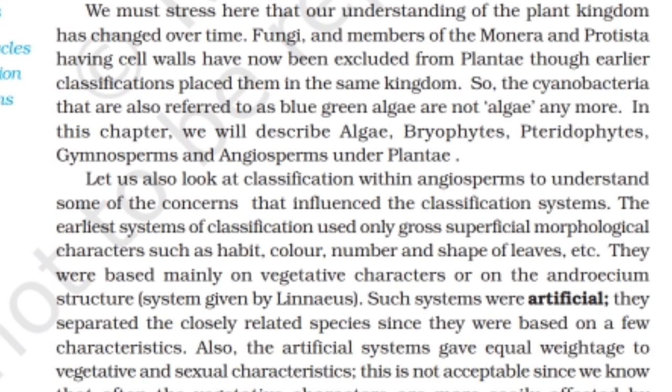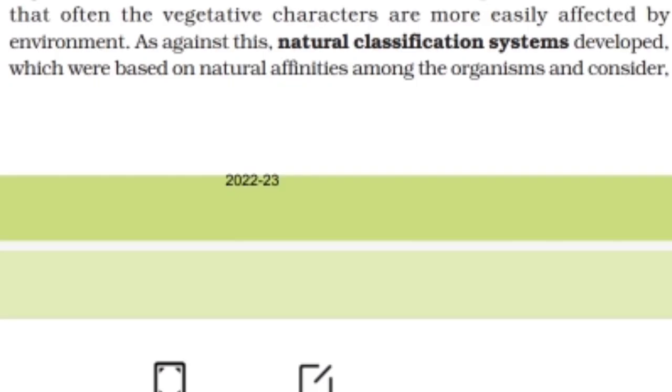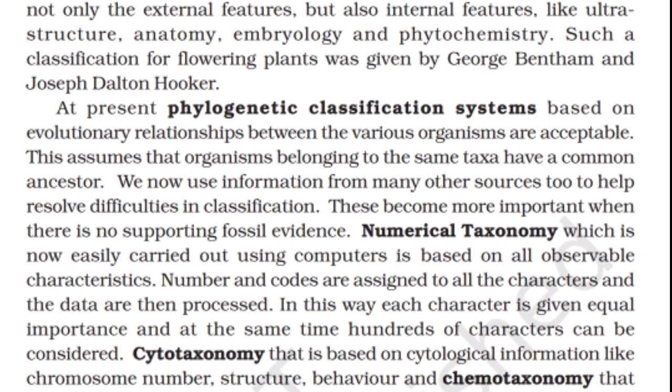This is not acceptable since we know that often the vegetative characters are more easily affected by environment. As against these, natural classification systems developed, which were based on natural affinities among the organisms and considered not only the external features but also internal features like ultrastructure, anatomy, embryology, and phytochemistry. Such a classification for flowering plants was given by George Bentham and Joseph Dalton Hooker.